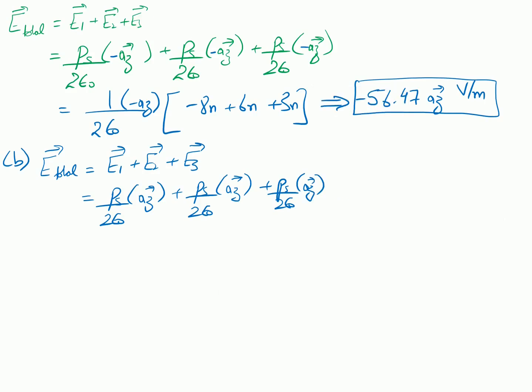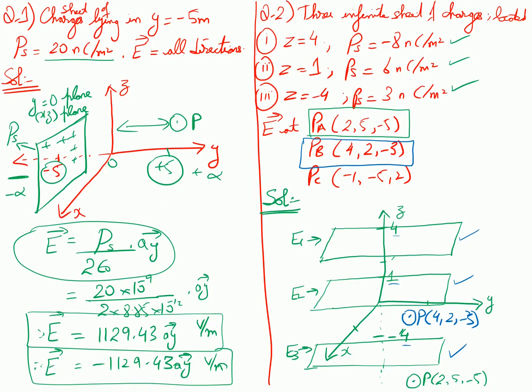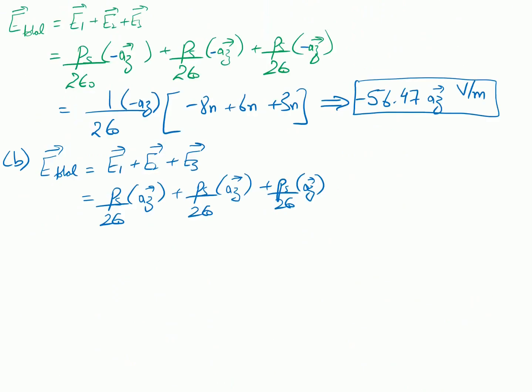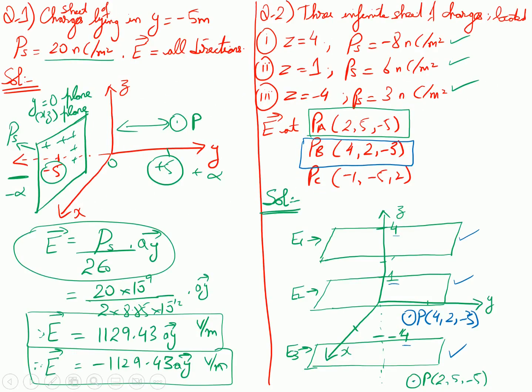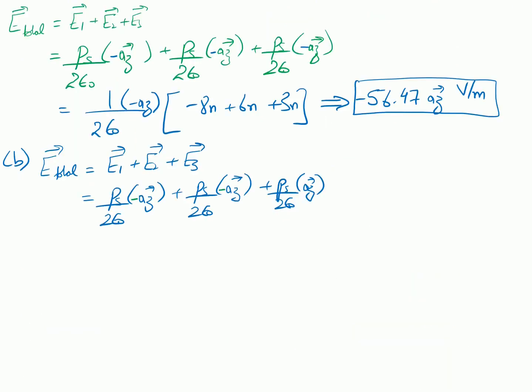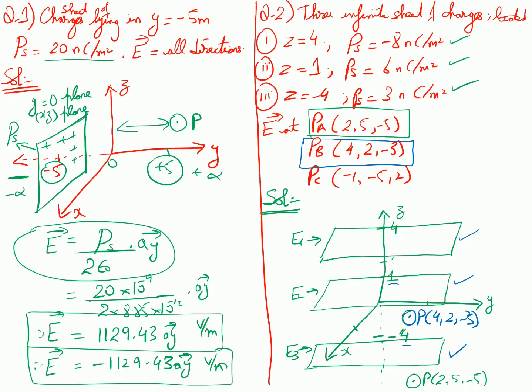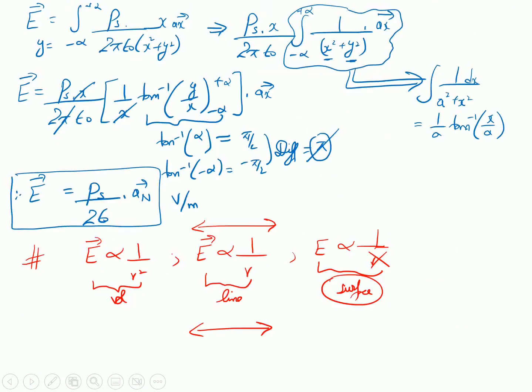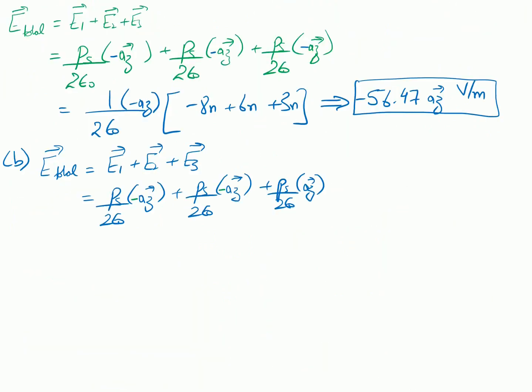We have to see where our sheets are. For the first sheet, the point is below it. This means that it is going to be negative. For the second sheet, the point P is below the second sheet, so it is going to be negative. What about the third? The third sheet is below this point, so we are going to write it as positive. So this is what we are getting.